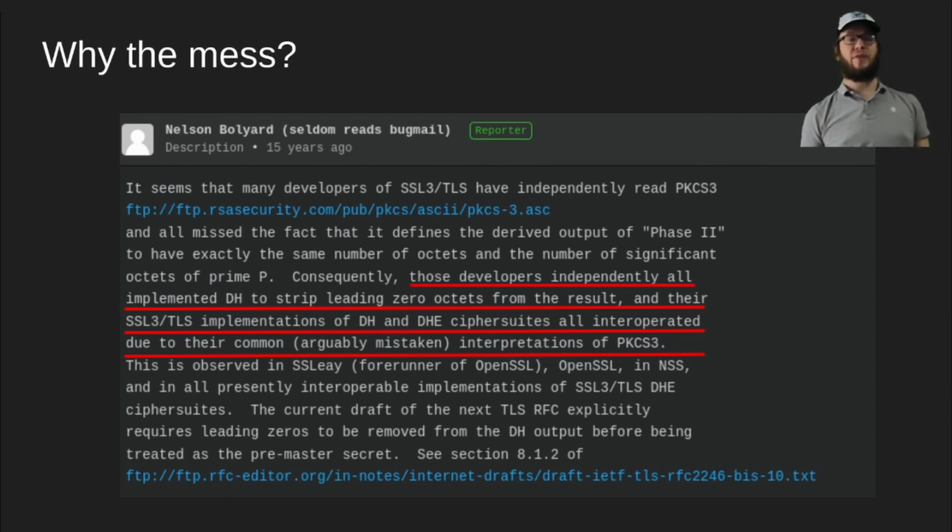When SSL3 was then later adopted by the IETF and renamed to TLS, the TLS specification kept this quirk, but now explicitly demanded developers to strip the leading zero bytes to stay backwards compatible with SSL3 in that regard. When elliptic curve cipher suites were introduced much later, it was explicitly mentioned to keep leading zero bytes to prevent the confusion in the first place. For TLS 1.3, the design was changed to the original PKCS#3 design.